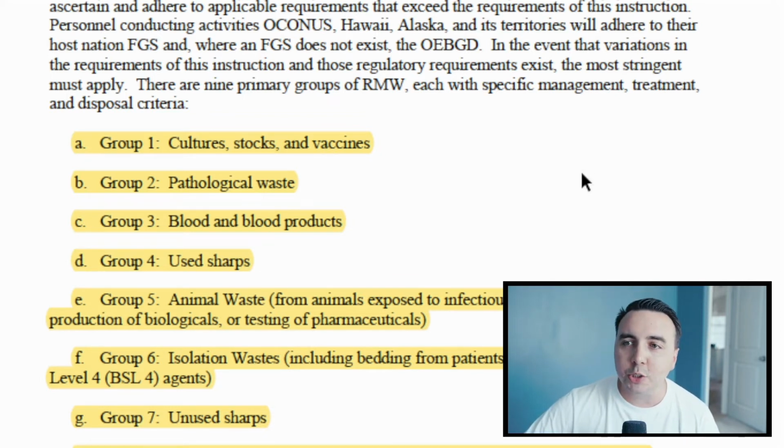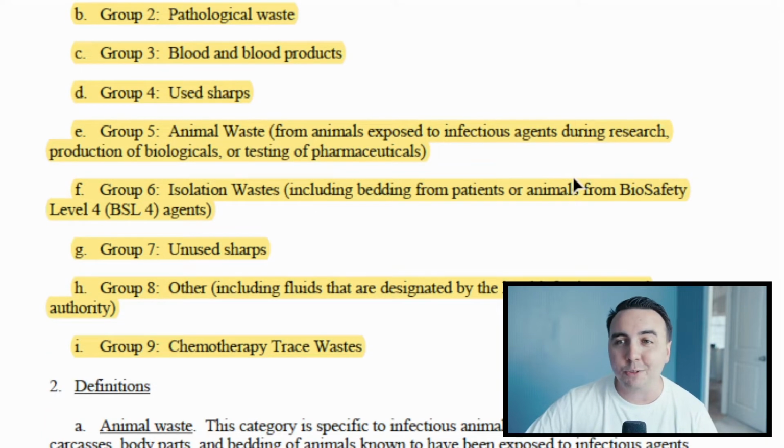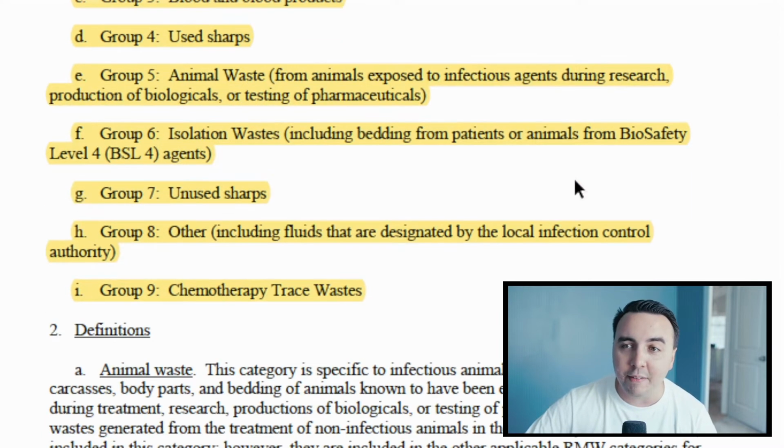So there's group 1, which is cultures, stocks, and vaccines. Group 2 is pathological waste. Group 3 is blood and blood products. Group 4 is used sharps. Group 5 is animal waste. Group 6 is isolation waste. Group 7 is unused sharps. Group 8 is other. And Group 9 is chemotherapy trace waste.